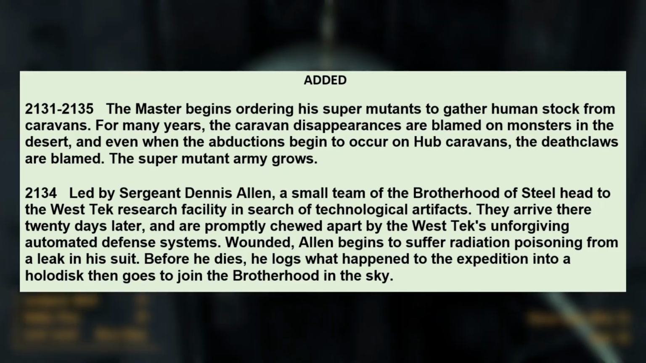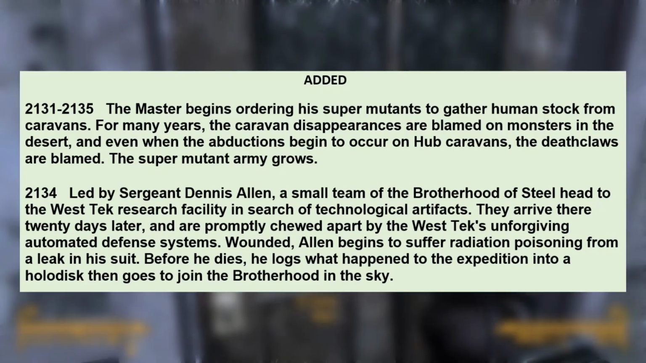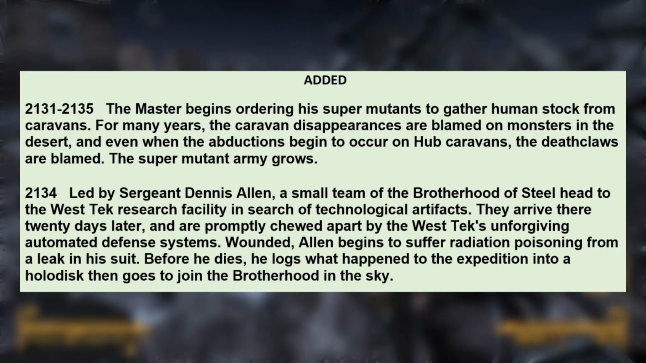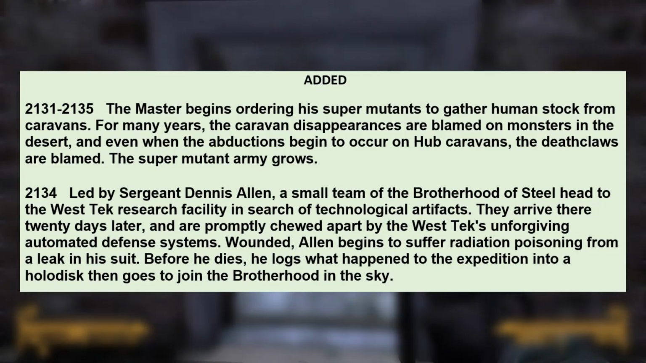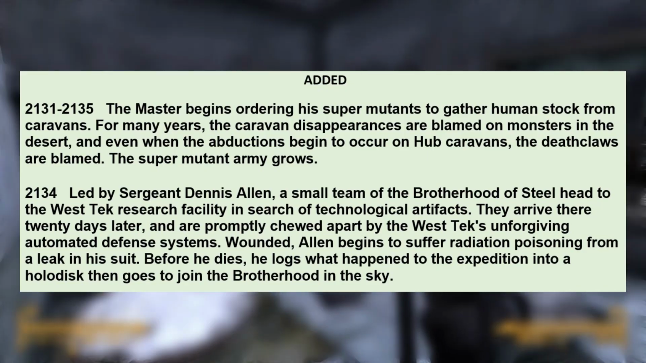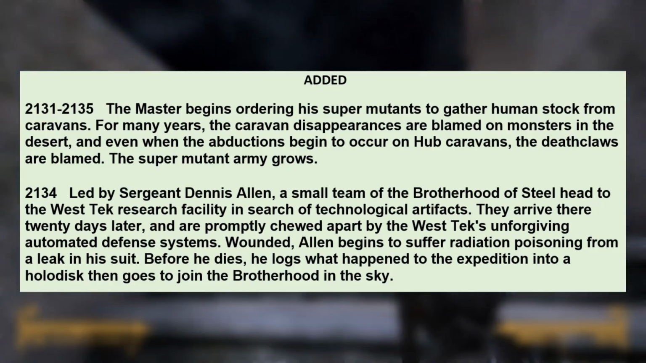2134, led by Sergeant Dennis Allen, a small team of the Brotherhood of Steel head to the West Tech research facility in search of technological artifacts. They arrive there 20 days later, and are promptly chewed apart by the West Tech's unforgiving automated defense systems.